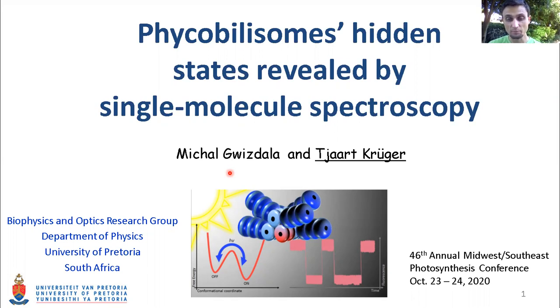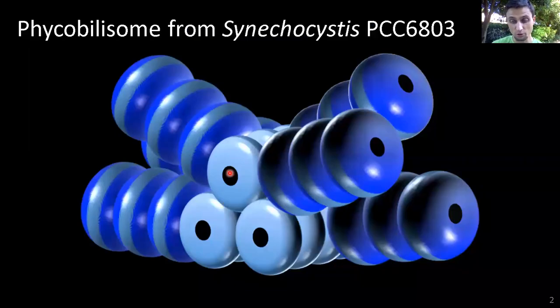Today I'll be speaking about phycobilisome, which is the main light harvesting antenna of cyanobacteria and red algae, and has been studied for the past 55 years. So shouldn't we know everything about this complex by now? Well, there are quite a few important details that have remained hidden until we started to investigate individual complexes. In this talk, I'll focus on phycobilisome from the cyanobacterium Synechocystis PCC 6803.